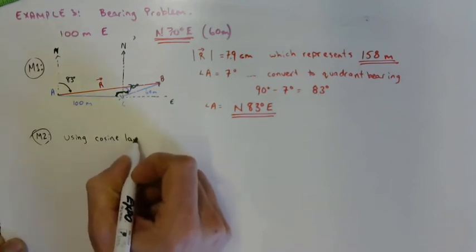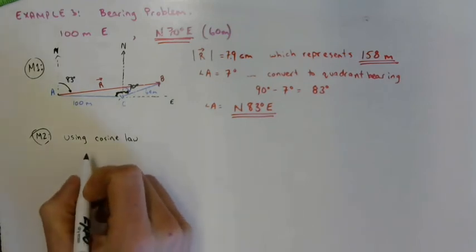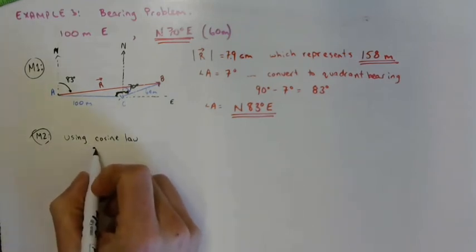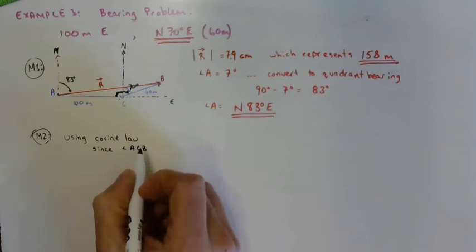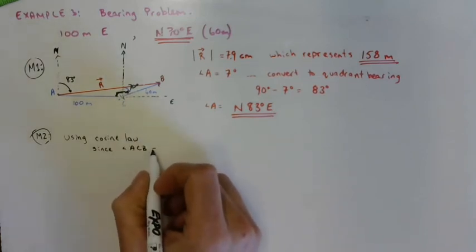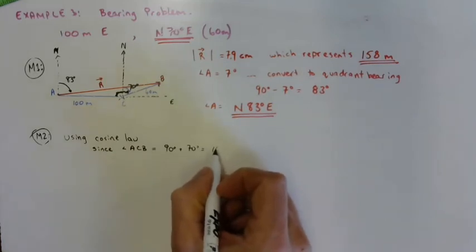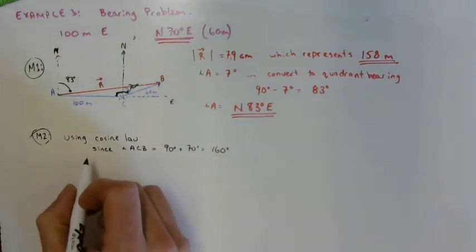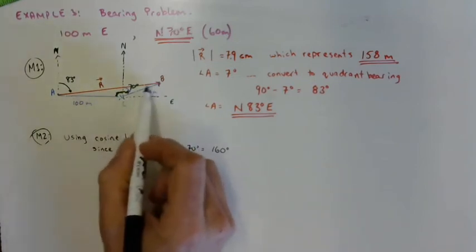Once you've thought it through and you drew your diagram, you can take a look at any of the trig tools that you have in your toolbox that could be helpful. And we can say, since angle ACB, that's the angle contained, the obtuse angle contained in our triangle here, is 90 degrees plus 70 degrees equals 160 degrees, we can use the cosine law. So what are we trying to figure out then? The length of the last side.